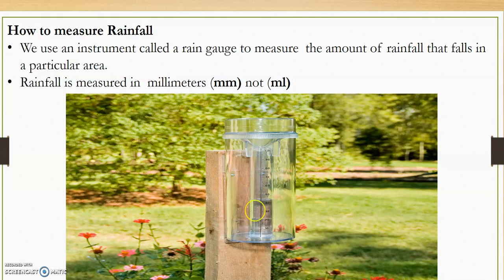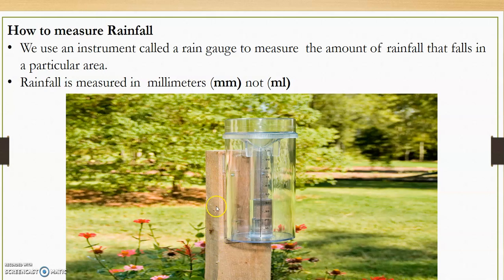So it's important that when you place your rain gauge, you place it strategically, in an area that does not have buildings close to it, that does not have trees, so that it measures the actual rainfall that has fallen. And I'm sure you can see that this has been placed quite high.